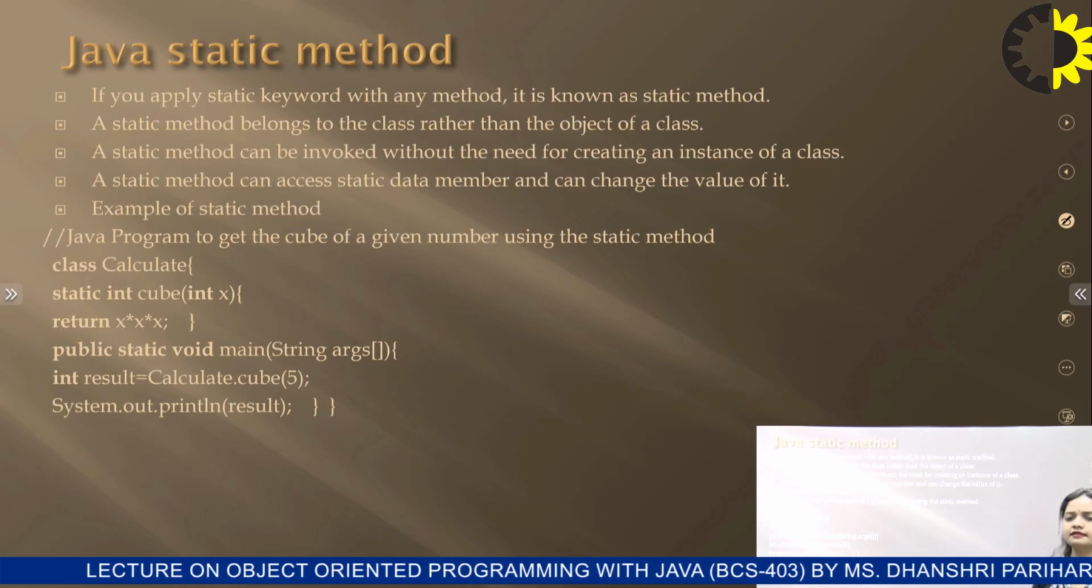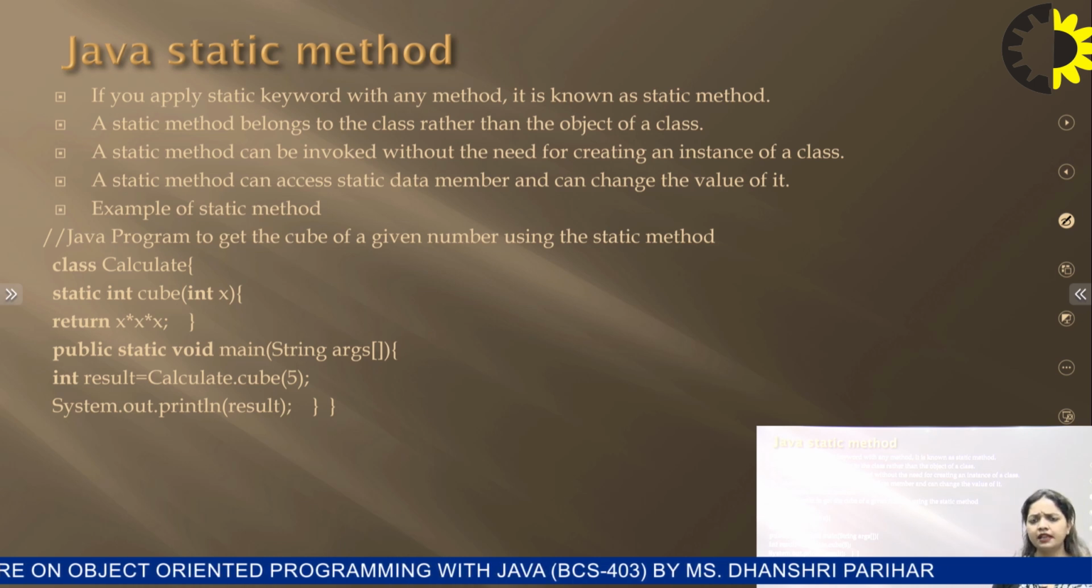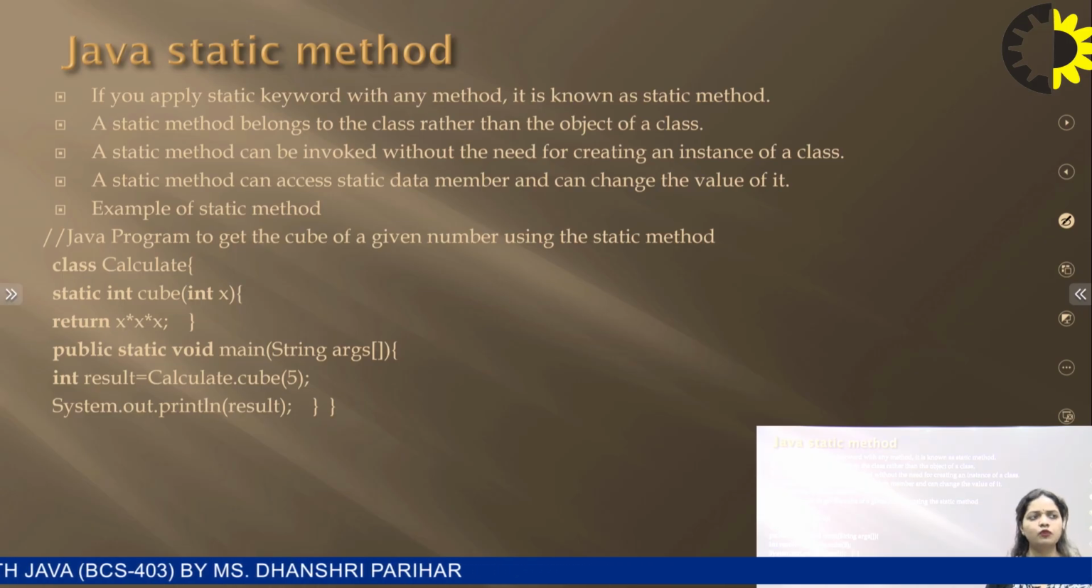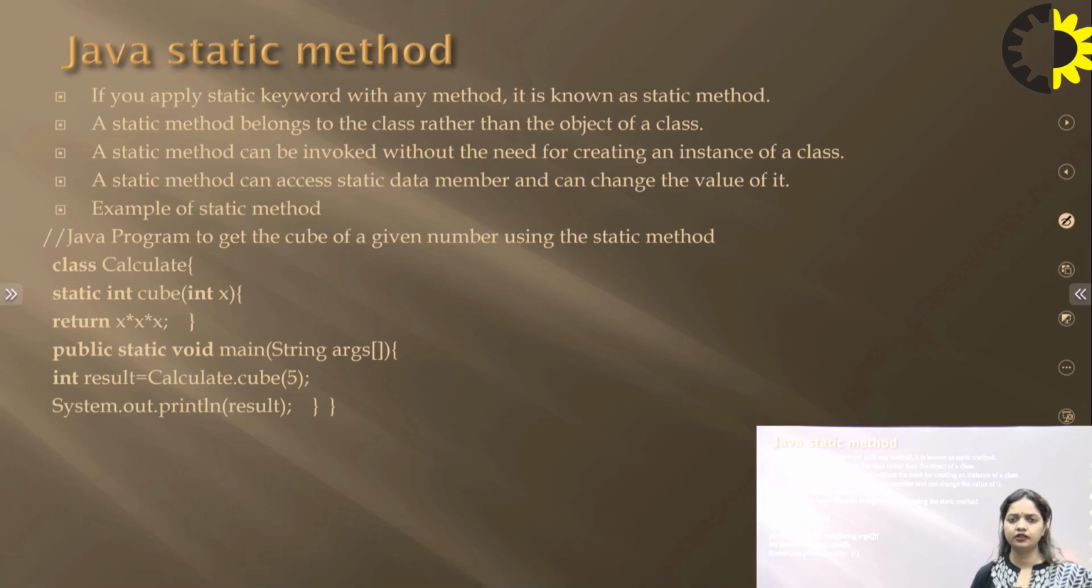So next is the static method. Not only a variable can be declared as static, but a method can also become static in nature. So what is this static method? If we apply the static keyword in front of any method which is declared inside a class, it is known as a static method. A static method belongs to a class rather than an object of a class. A static method can access static data members and can change the value of them. It means that it is possible to declare a static variable inside a static method.